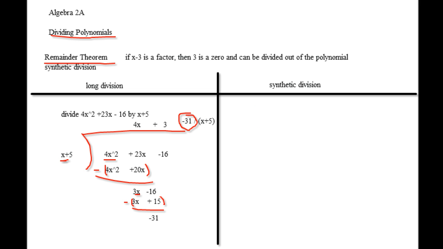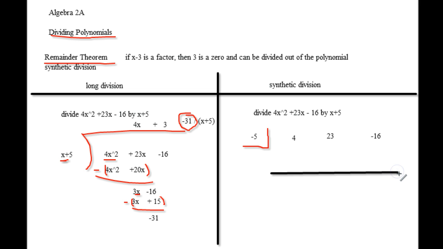Now, if I did synthetic division on the same exact problem, here's how it works. I take that factor and I make it negative, so this is negative 5. Then I write out all the numbers up here: 4, 23, and negative 16. If I was missing a term in there, I would put a 0, and I'll explain that later with another example. Basically, I'm going to bring down the 4 first.